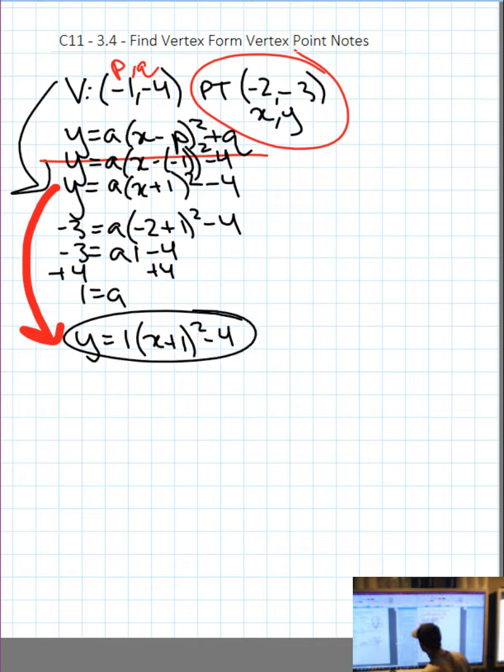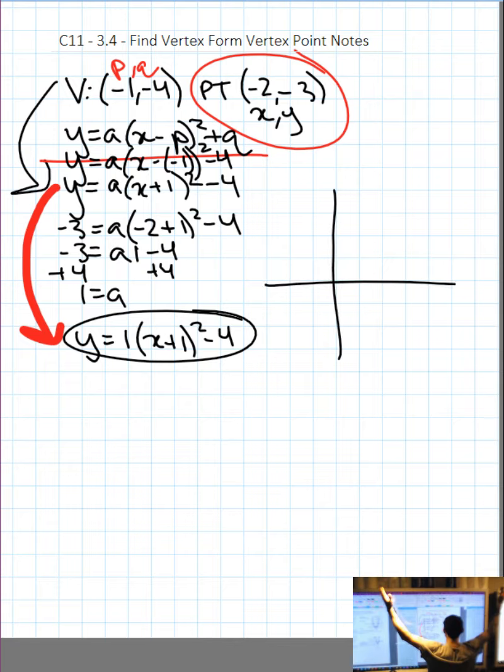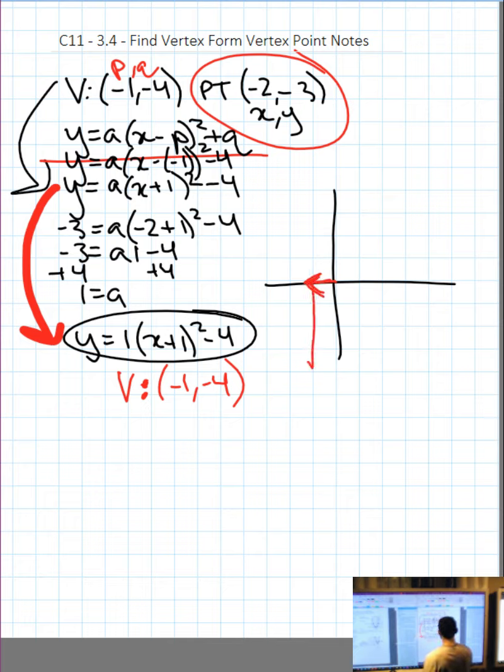Successfully going from a vertex and a point to vertex form. Let's graph it. So we know x squared starts at (0, 0). We need to go to the left one, opposite of inside the brackets, because we know that the vertex is opposite of the inside of the brackets, same as the outside of the brackets. So back to the graph, we need to go left 1 to -1 and down 4 to -4. Put the point there and call it (-1, -4).